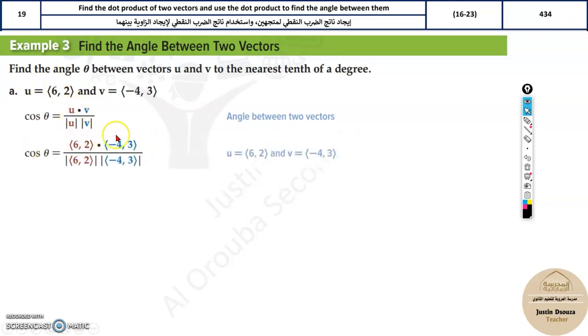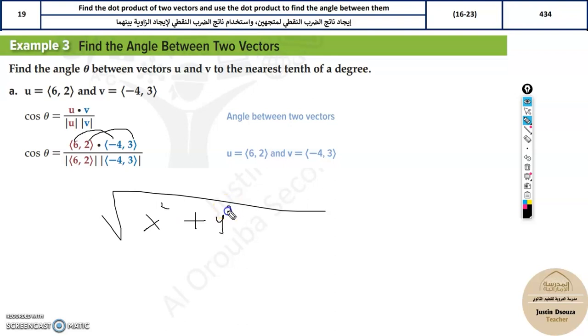So what this means is very simple. You need to find the dot product. I hope you remember the dot product. It is very simple: the x component multiplies with the x component plus the y component multiplied with the y component. The magnitude again is given by the formula square root of x squared plus y squared. That's basically it; if you have the component form, it's very simple.